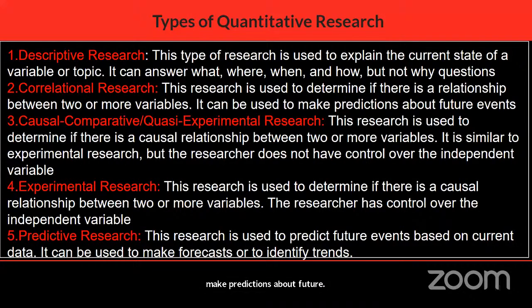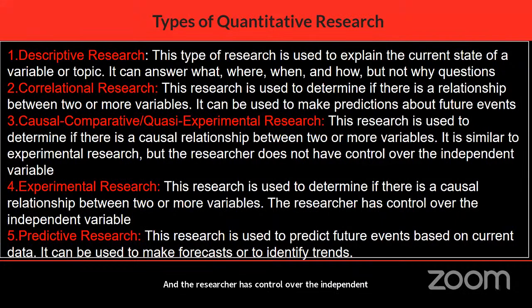Then we have causal comparative, or quasi-experimental research. This research is used to determine if there is a causal relationship between two or more variables. It's similar to experimental research, but the researcher does not have control over the independent variable. Experimental research is used to determine if there is a causal relationship between two or more variables, and the researcher has control over the independent variable.